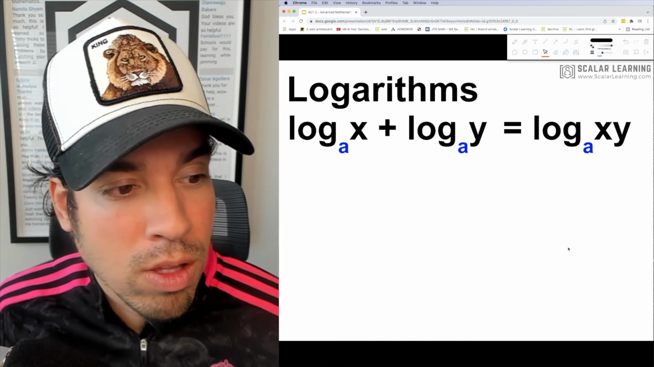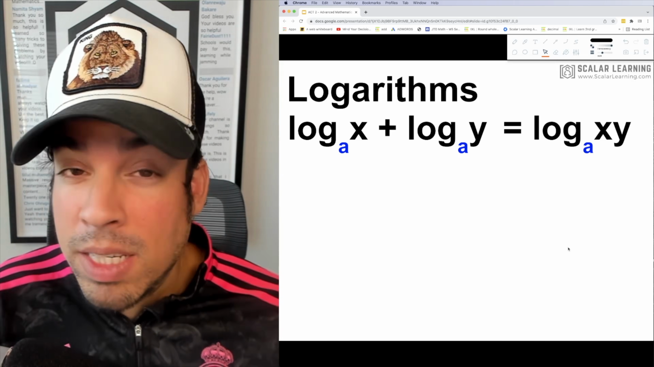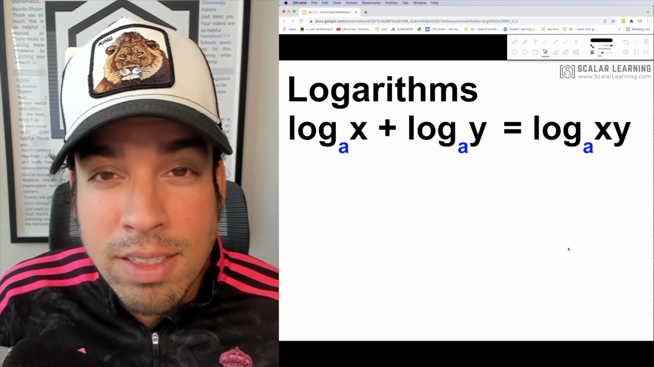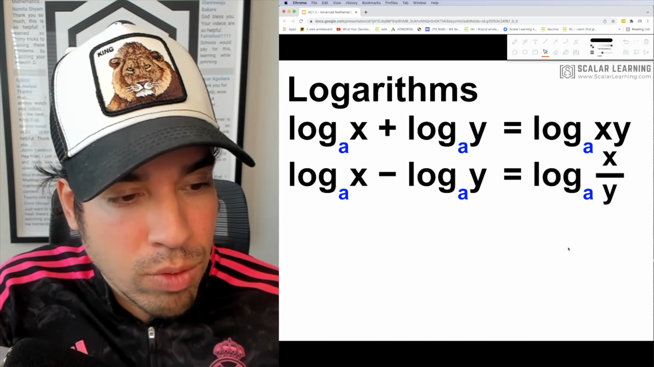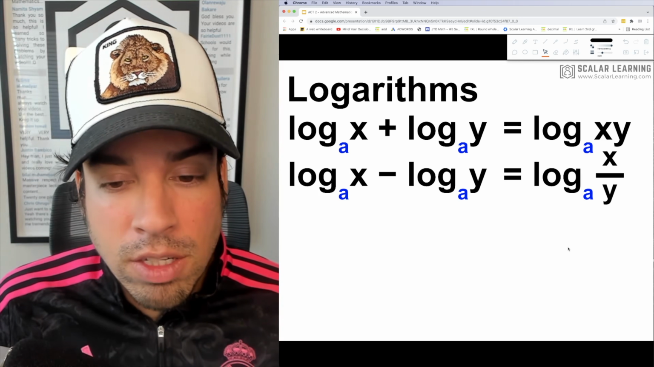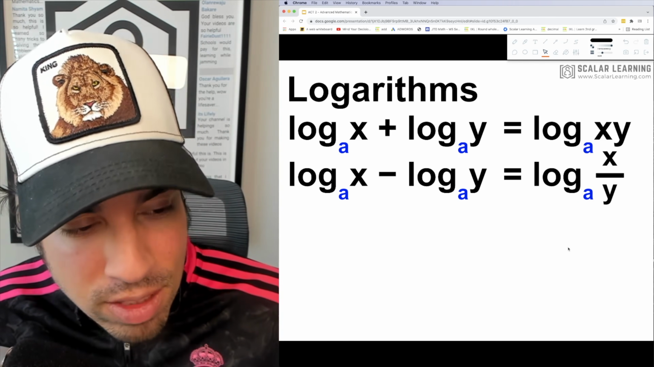So for example, if I have log base a of x plus log base a of y, and again, those bases got to be the same, I can rewrite this as log base a of x times y. We can condense those. If it's subtraction, we can rewrite it as x divided by y. So it's very interesting. This is just some of the rules that are often tested on the ACT. We can kind of condense those as well.